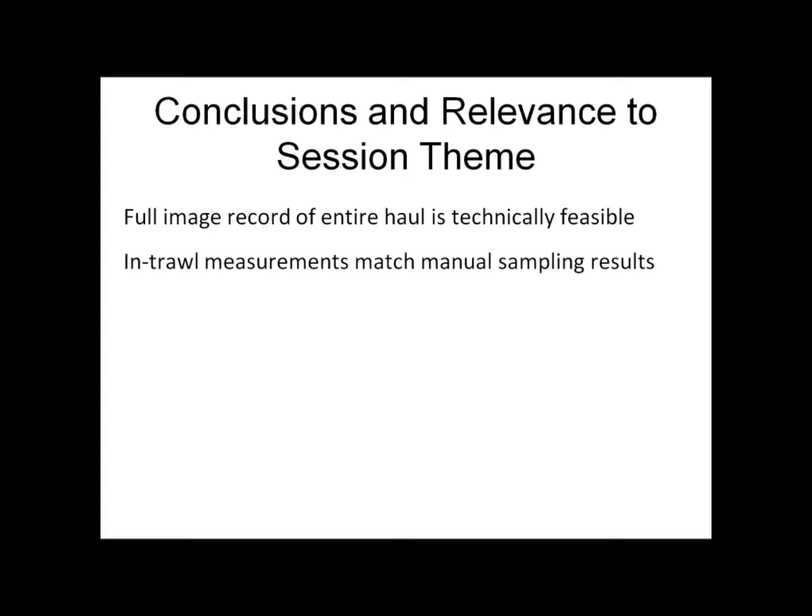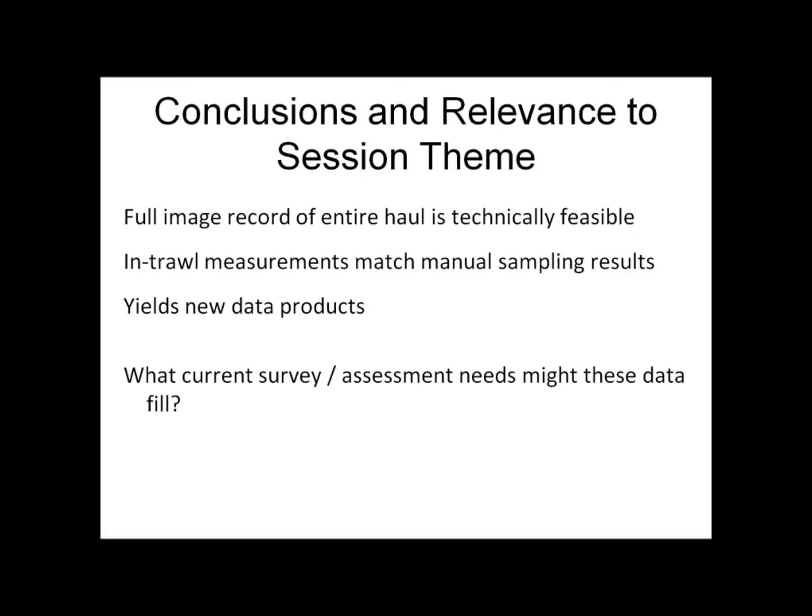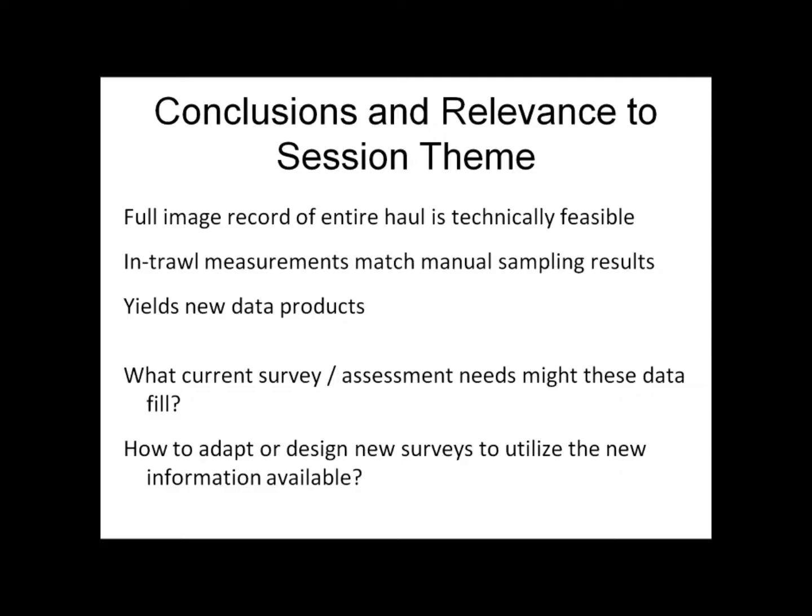So just quickly, conclusions and what I see as the relevance to this session theme. We can get a full image record of the entire haul that's technically feasible. Our measurements of length match very well with manual sampling. So we're getting some very new products. And then some questions that I have for the group are: what are the survey and assessment needs that this data might fill, and how might we adapt or design new surveys to utilize this information?